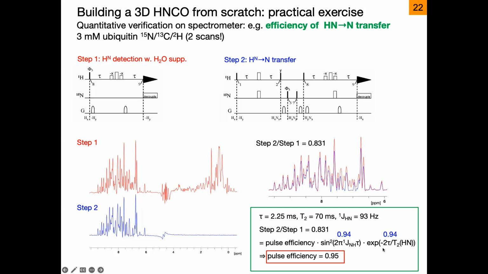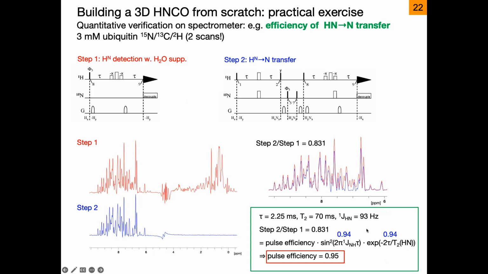And we have relaxation of the amide protons for an additional period 2 tau. This is here. No, this one was already there in this step here, but this one is in addition. And when we calculate this, we know actually the amide proton T2 of this deuterated ubiquitin is 70 milliseconds. It's exaggerated. Very, very long. So the relaxation for the amide proton is 0.94.